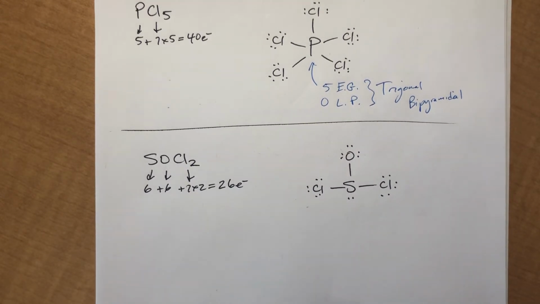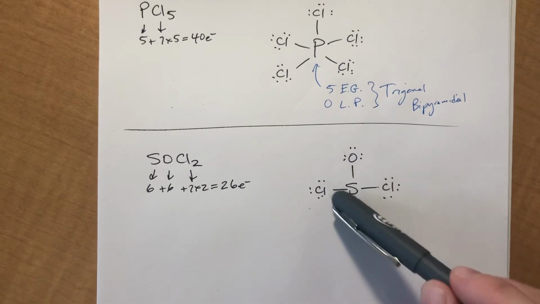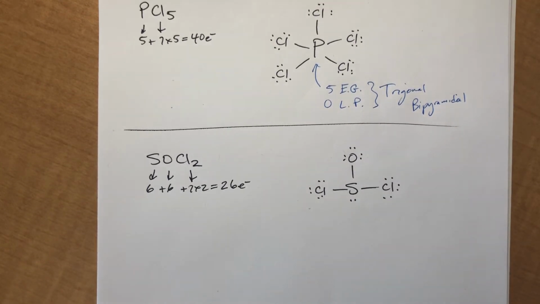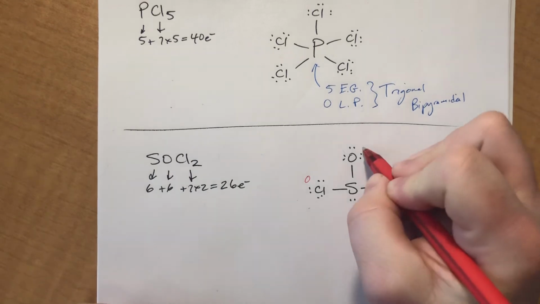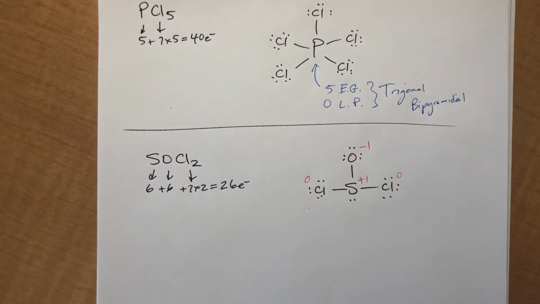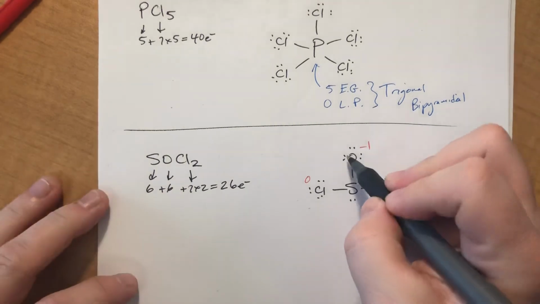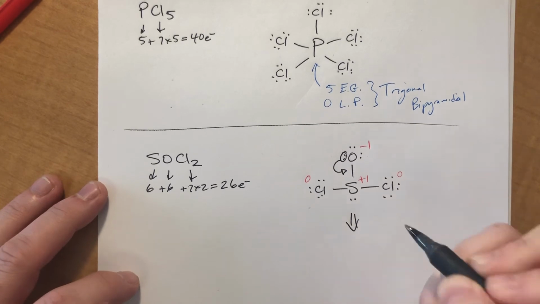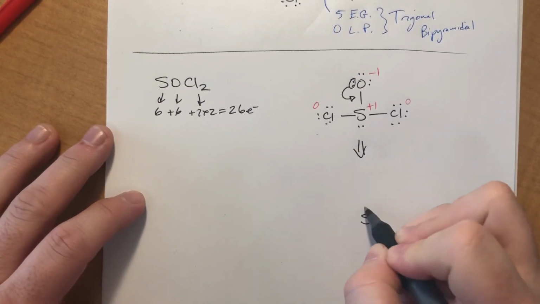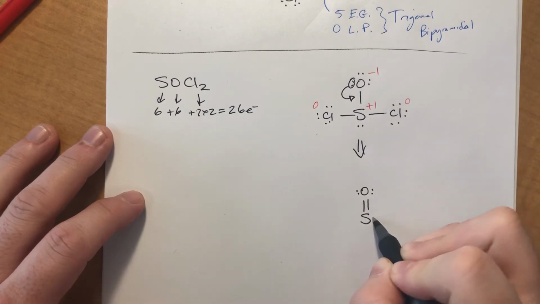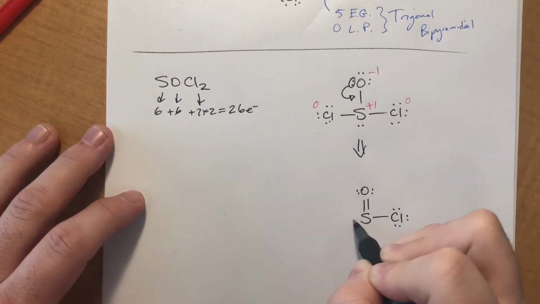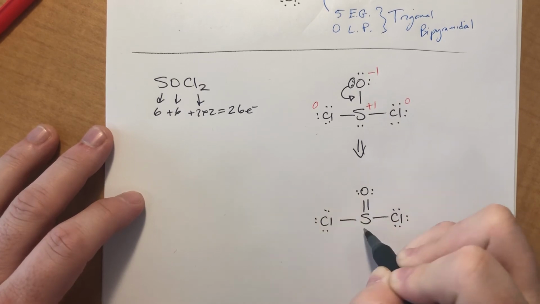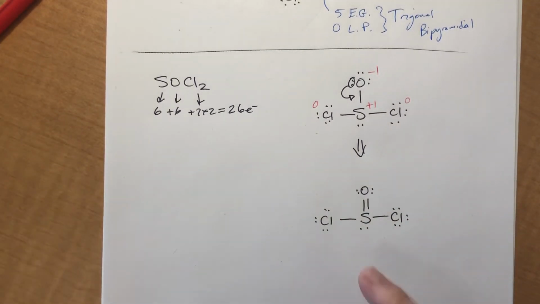Okay? If you check your octets, this is 8, this is 8, this is 8, and this is 8. But if you check your charges, this is 0, 0, -1, and +1. Because sulfur is in the third row, we're going to force this to violate the octet rule and form a double bond. So what we end up with is this. And if you check the charges, this is 0, and sulfur would be 6 - 2 - 4 is 0. Everything's 0. This is actually a happy molecule.